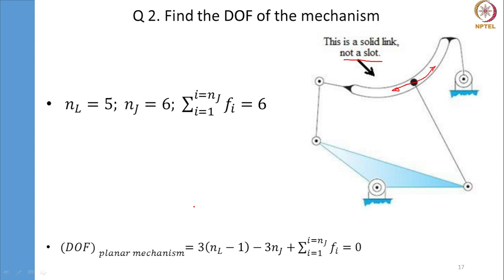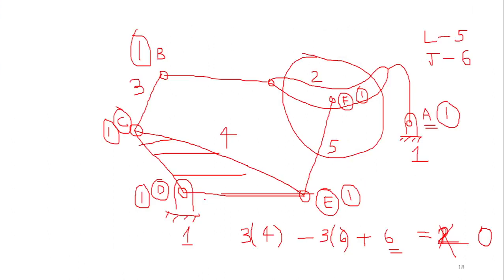Sir, in this equation to find the degrees of freedom, how to identify this as sigma Fi? You have to write the degree of freedom of each joint. As I have mentioned, I have marked the joints with alphabets. Here we have one hinge joint that I have denoted with A, which has 1 degree of freedom. I have circled it here with 1.